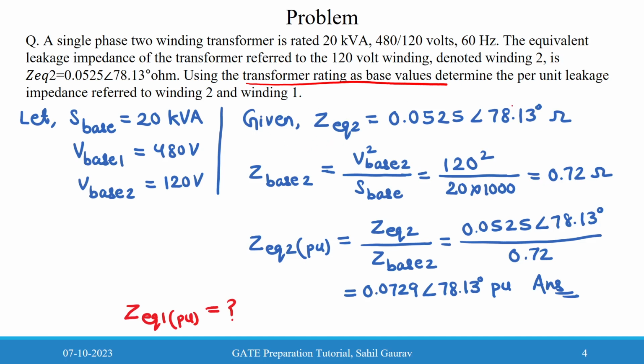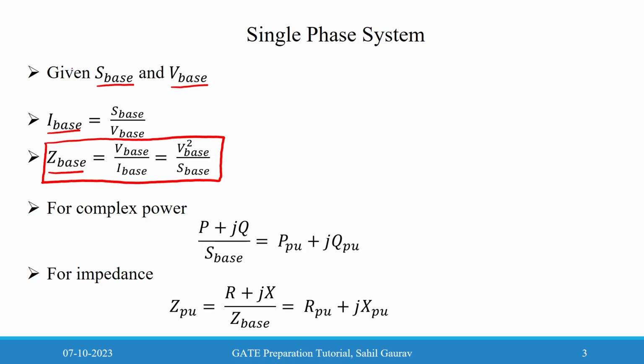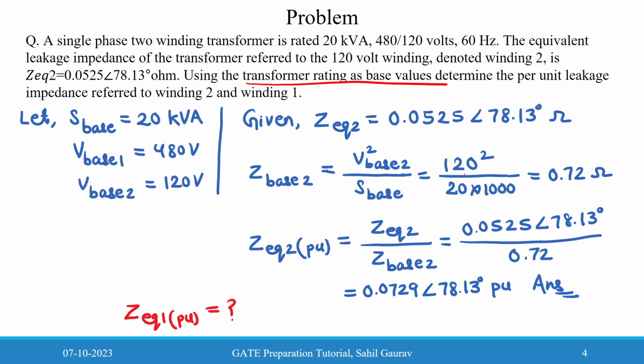So we have to find the per unit leakage impedance referred to winding 2 and winding 1. For winding 2, we have been given the equivalent leakage impedance. So first we will find the base impedance at the 120 volt side. Z base 2 will be V base 2 square divided by S base, as we have seen in this expression in the last slide. We put these values: V base 2 is 120 volt and S base is 20 kVA. So you will get 0.72 ohm.